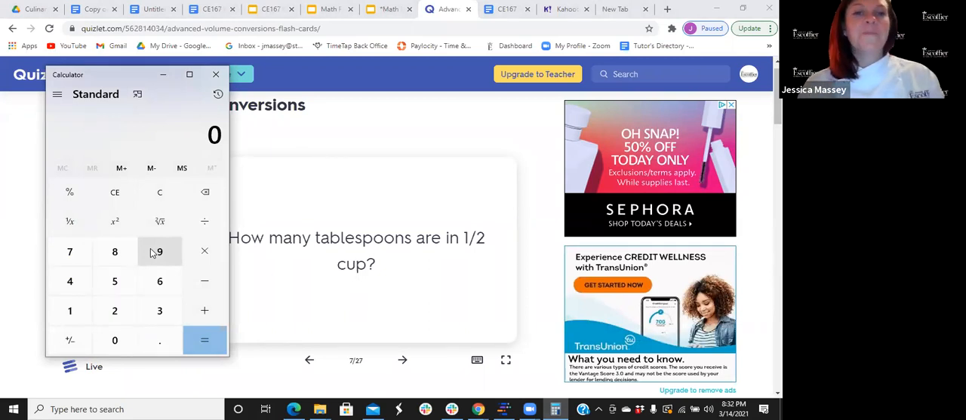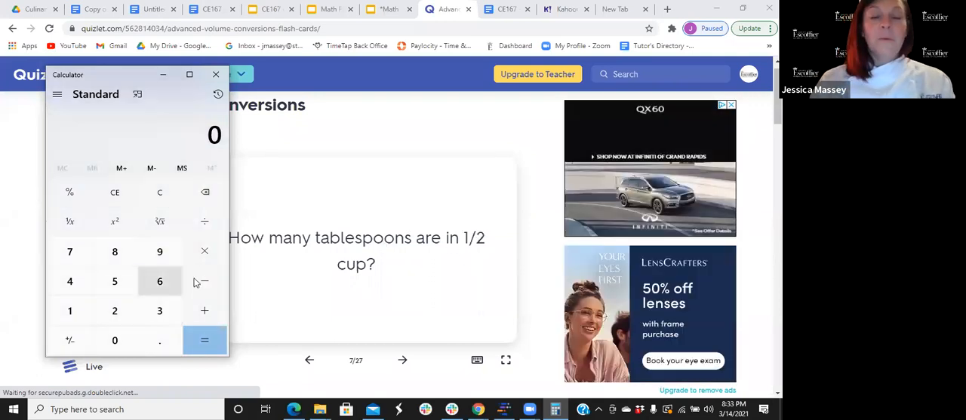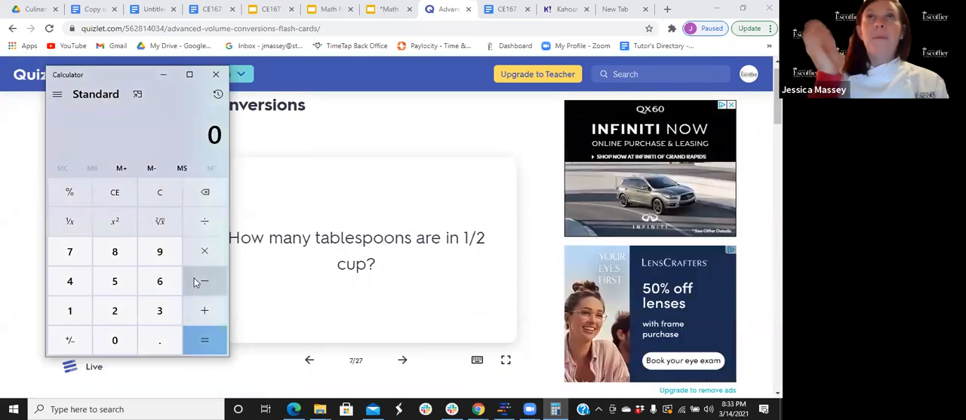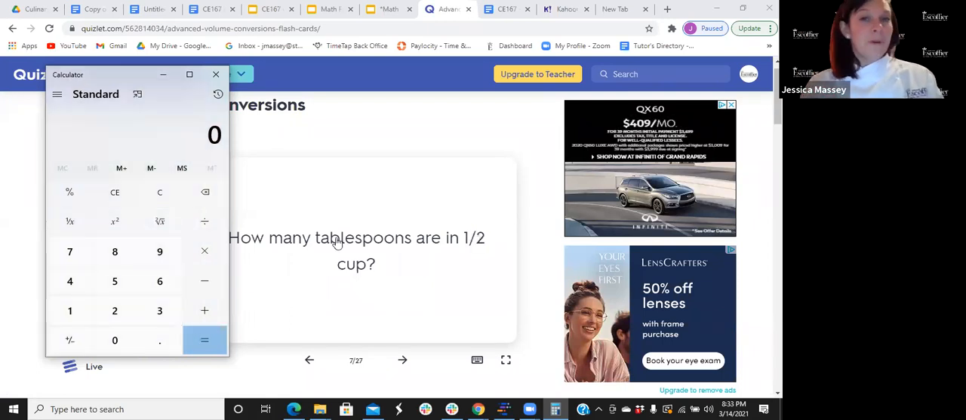Anyway, so we have 16 tablespoons for 1 cup. That is a common conversion. We now know we have a half a cup. So what you could do, and what my math brain would do, is half, and we went over this last week, a half is 1 divided by 2, because that's a fraction, to get our decimal, 0.5. I would take this 0.5, and I would multiply it by my 16 tablespoons that I know are in each cup. And we get 8.